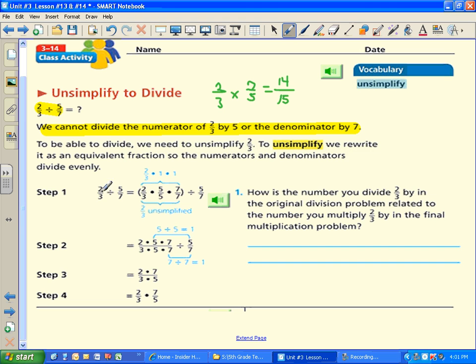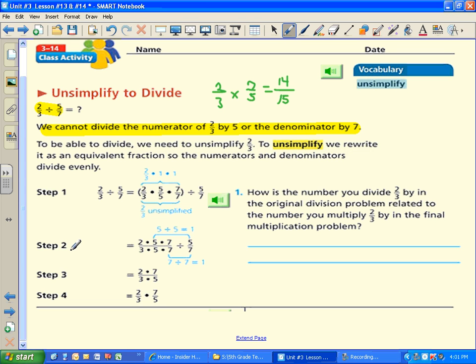Step 1 says 2/3 divided by 5/7 is the same as 2/3 times 5/5 times 7/7. That is 2/3 times 1 times 1, which is 2/3 unsimplified. 2/3 times 5/5 times 7/7, numerator 5/5, denominator 7/7, divided by 5/7.